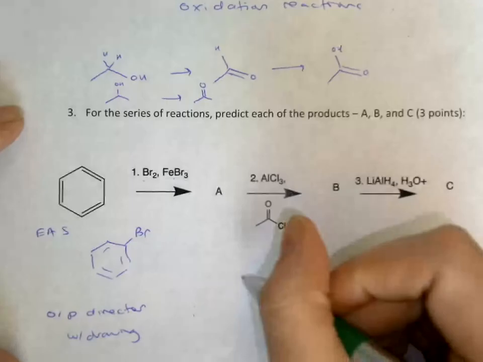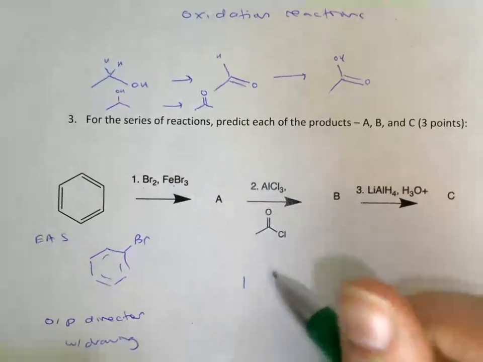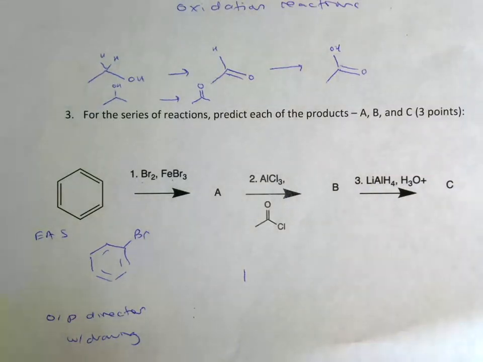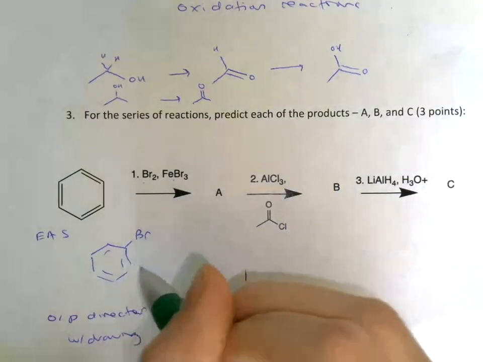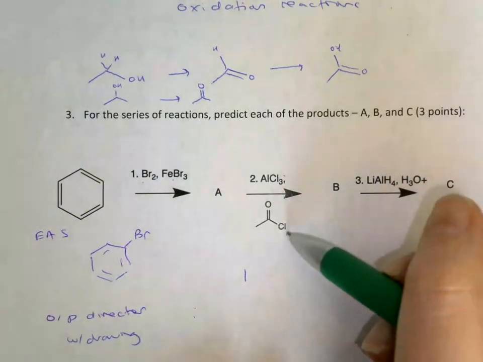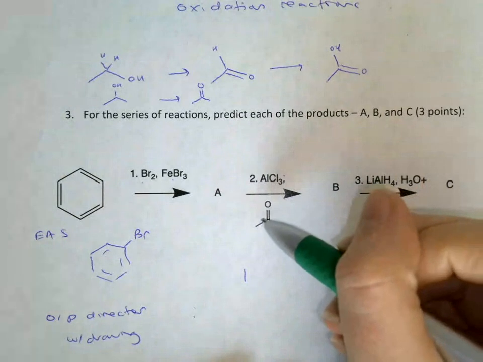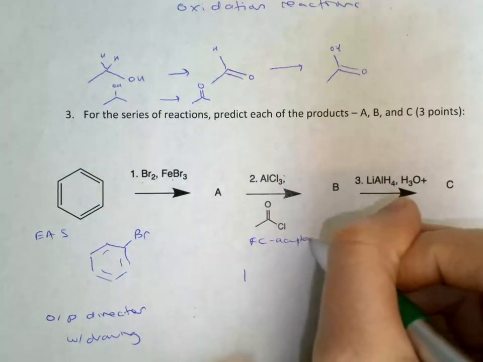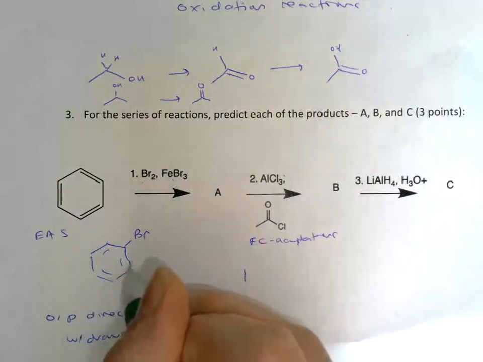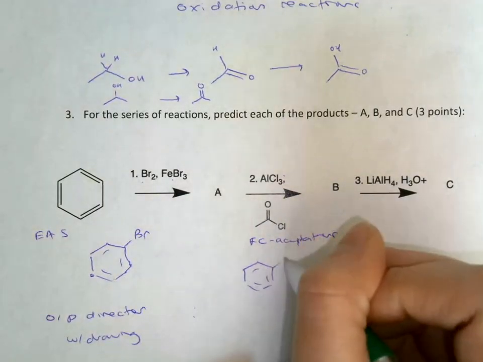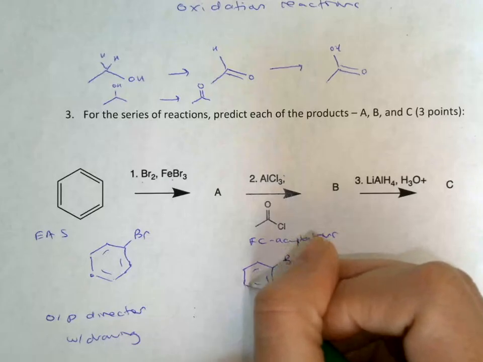So then your AlCl3 with your acyl, I just totally lost my train of thought. Then if we react this with AlCl3, which is a Lewis acid, and an acyl chloride, so basically this carbonyl group, that's a Friedel-Crafts acylation. Because we're doing the reaction on this ring, it'll go either ortho or para. So either one of those would be right. I would give credit for ortho or para.